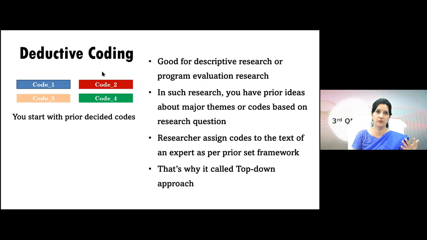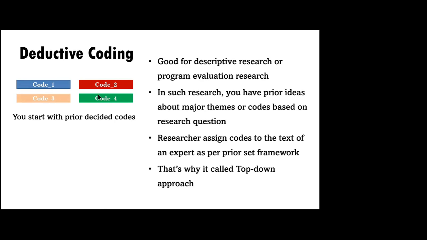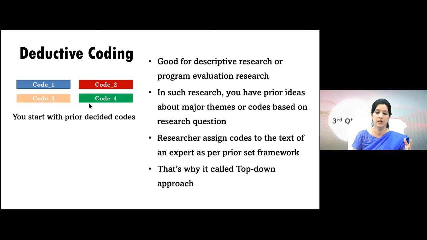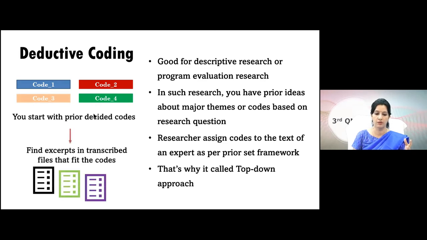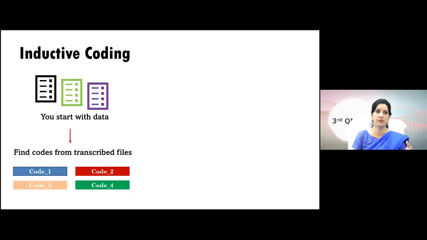Like in this case, you can see there is code 1, 2, 3, and 4. So we have these prior decided, and then we start putting our data into these pre-decided codes. And we find excerpts in the transcribed file that fit the codes. So this is an example of deductive coding.